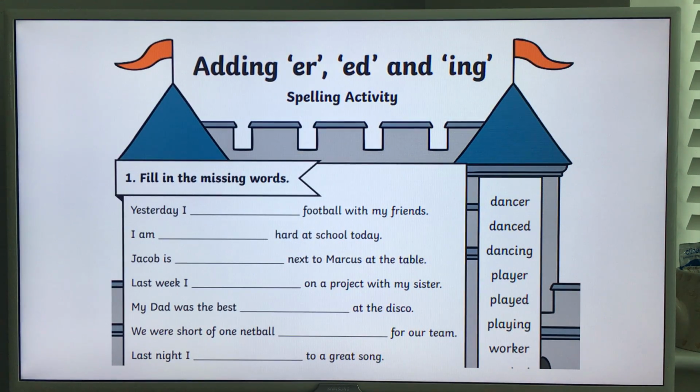And the second sheet is adding the suffixes er, ed, and ing. So you've got some sentences with some missing words, and then down the side of the castle you have the missing words. And you need to try and decide which word goes in which space.